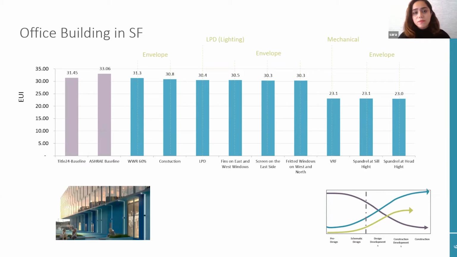So basically, we're able to do a bunch of energy analysis for this project.